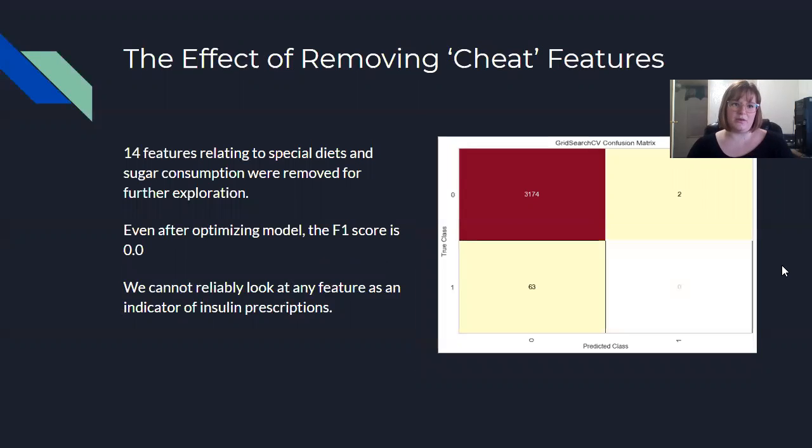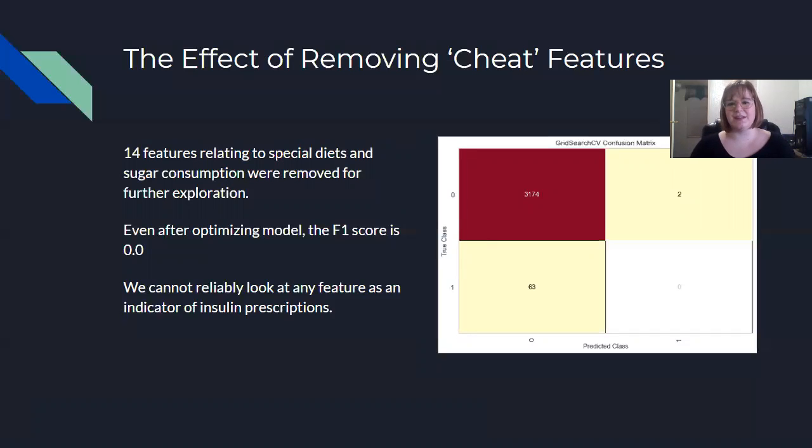So the next thing that I wanted to do is remove what I called cheat features. These are things that we know pretty well, that sugar affects your blood glucose level. And so I wanted to remove any features that had to do with sugar consumption or whether they were on a high sugar or a low sugar diet. I called those cheat features, and I went ahead and removed them.